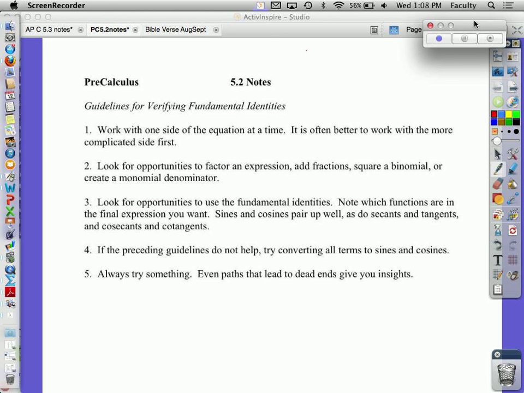All right, so here we go. Guidelines for verifying fundamental identities. Number 1, work with one side of the equation at a time. It is often better to work with the more complicated side first.